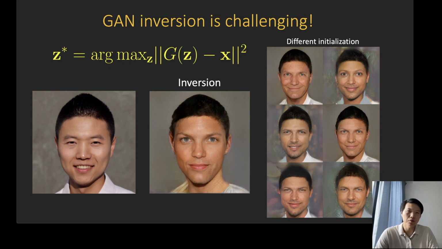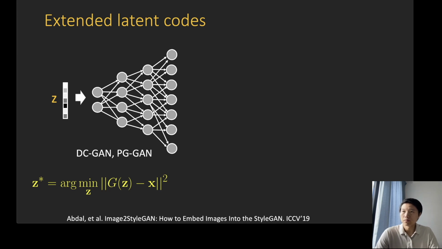CelebA-HQ. So CelebA-HQ only contains celebrities in Hollywood. So there are not so many Asian celebrities in Hollywood. So I guess they can only synthesize such Western faces. So to improve this inversion result, we can take a look at this extended latent code.